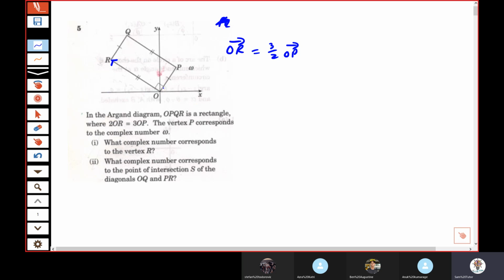And vector OP, if you're going to state that, draw your arrowhead as well. Don't just assume it. Draw your arrowhead so you can see where it's going. It says the vertex P corresponds to the complex number omega. It's important that you understand that means vector OP is omega. Do we understand that? Done.